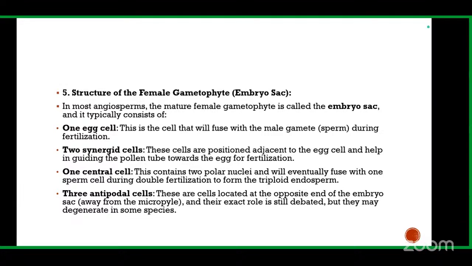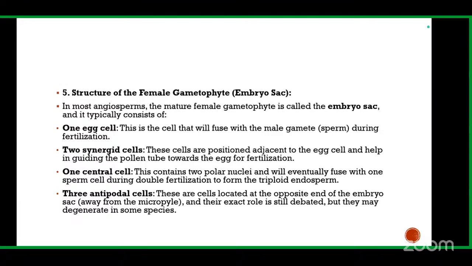This is the cell that will fuse with the male gamete, the sperm, during fertilization. Next, there will be 2 synergid cells. These cells are positioned adjacent to the egg cell and help in guiding the pollen tube towards the egg for fertilization. So the egg cell will be in between, and surrounding the egg cell there will be 2 adjacent synergid cells, which guide the pollen tube towards the egg for fertilization.